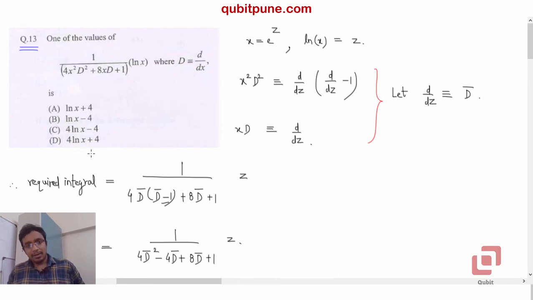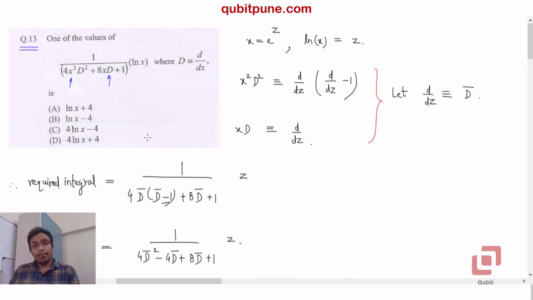Now the reason why I said that this is actually a problem on the Cauchy-Euler differential equation is as follows. The operator D is accompanied by x and the operator D to the power 2 is accompanied by x squared. This is basically the standard format of the Cauchy-Euler differential equation, and the question is asking us to determine the particular integral, where the right hand side of the differential equation is log x.